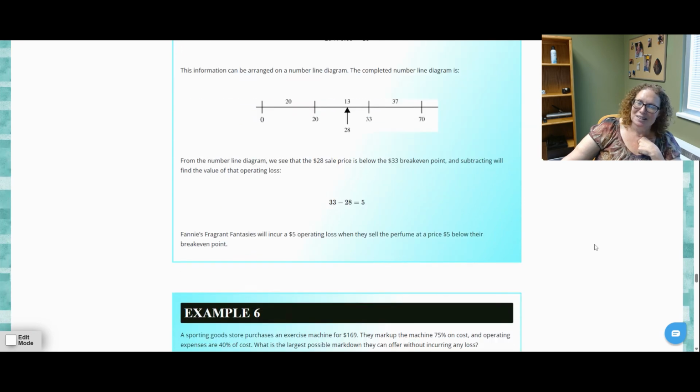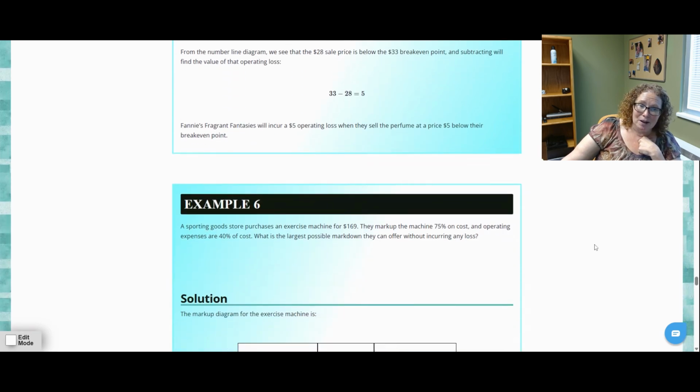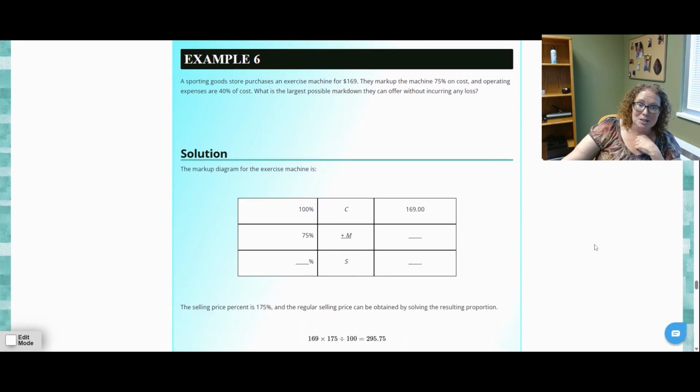So they really probably wouldn't want to do that. That wouldn't be a good business decision to make. A sporting goods store purchases an exercise machine for $169. They mark up the machine 75% on cost, and operating expenses are $40. What is the largest possible markdown they can offer without incurring any loss?